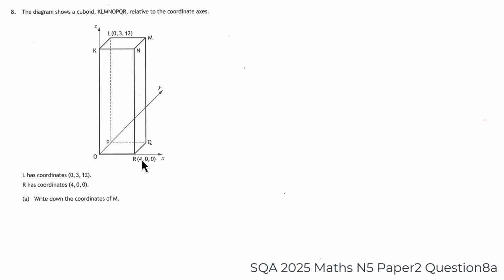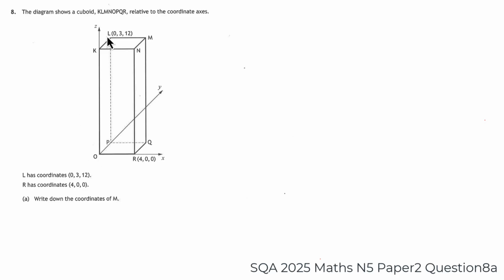So if we look at our 4, 0, 0 x, y, z axes, that's the order the coordinates are in, we seem to have 4 along the x-axis, so this line OR is 4 units long.